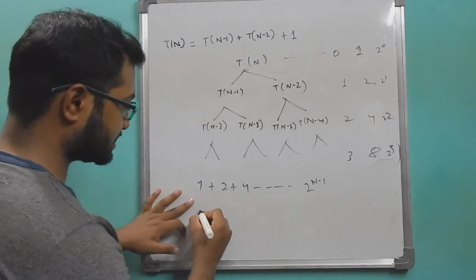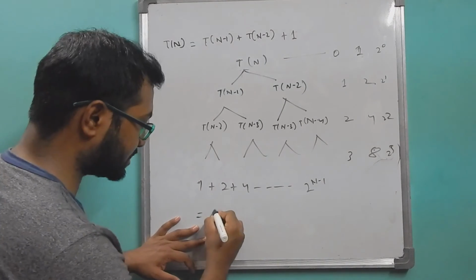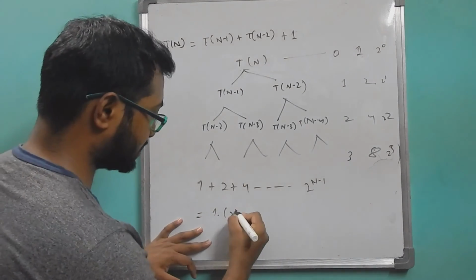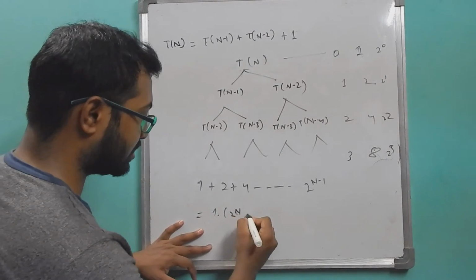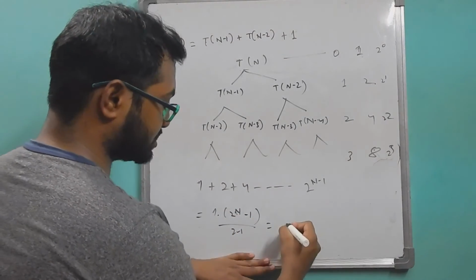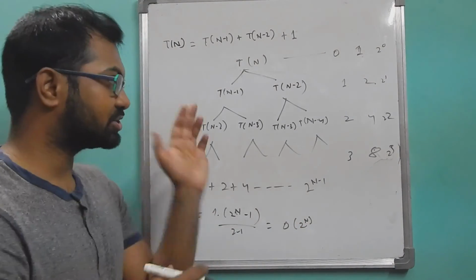So if that's the case, again it's a geometric progression, and if you want to derive it, it will be 1, 2 to the power n minus 1 over 2 minus 1, so the complexity becomes O of 2 to the power n. You can just do what I showed you before.